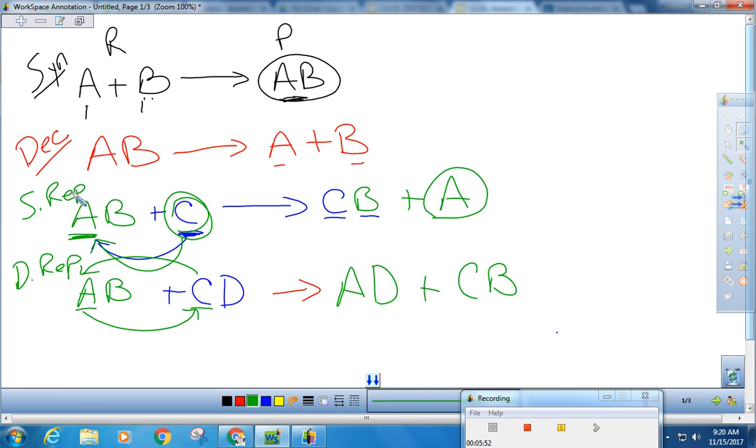Are we good here? Even if we're not 100%, we're going to continue to practice, because as we balance equations, I'll ask you the question, what type of equation is this? And you'll have to be able to say synthesis, decomposition, single or double replacement.